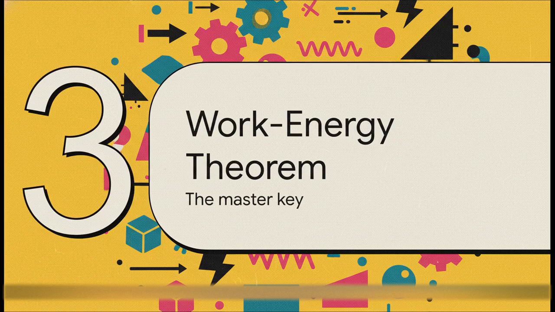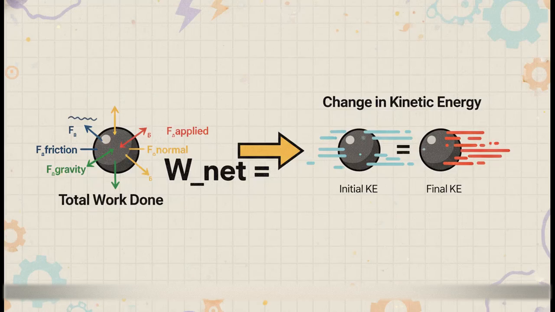It's not just another formula, it's a whole new way to look at problems. And here it is. The net work done on an object equals its change in kinetic energy. And when I say net work, I mean the work done by every single force. Conservative, non-conservative, external forces, all of them. You add up all the work, and that tells you exactly how much the object's kinetic energy changed. It is that simple and that incredibly powerful.